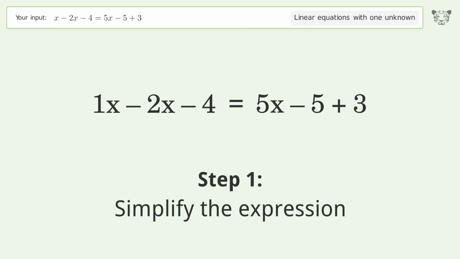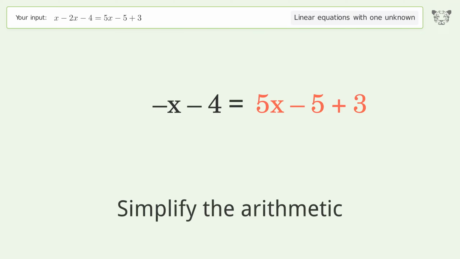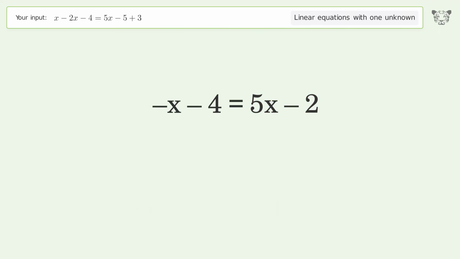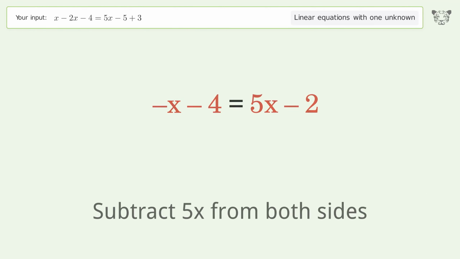Simplify the expression. Combine like terms. Simplify the arithmetic. Group all x terms on the left side of the equation. Subtract 5x from both sides.